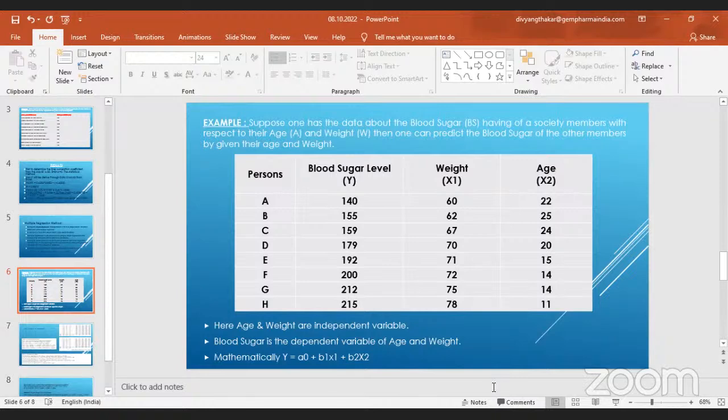There are two independent variables. So that's why x1 and x2 we have to take, and the blood sugar level of any person is derived from these two variables.